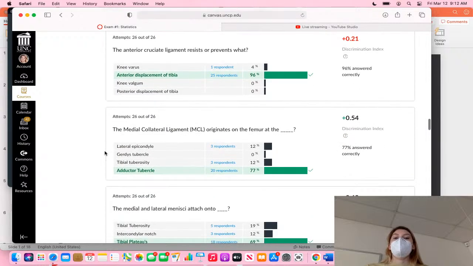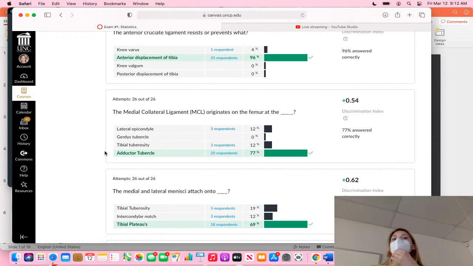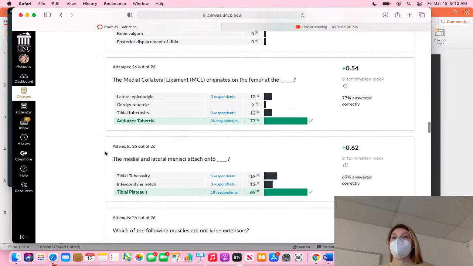MCL originates on the femur at, so we know it's going to be adductor tubercle because Gerdy's tubercle and tibial tuberosity are on the tibia. So off the very front, you can eliminate those two because it says the word femur in it. Then that should get you between lateral epicondyle and adductor tubercle. Lateral epicondyle has the word lateral in it, so we know the medial collateral ligament is not going to attach there. So most of my questions can actually be answered through process of elimination without even knowing.